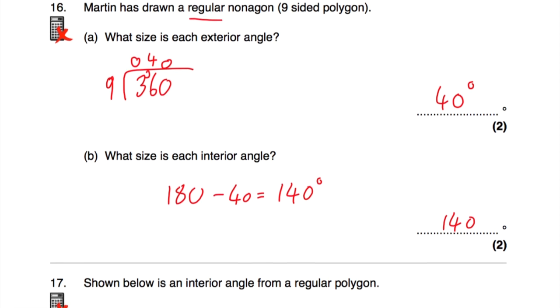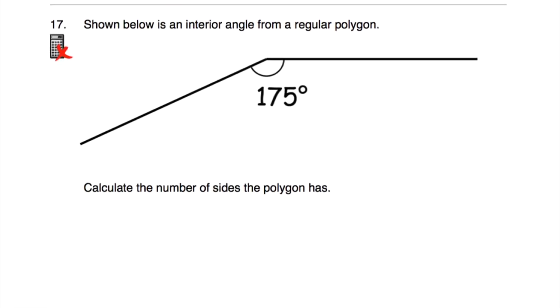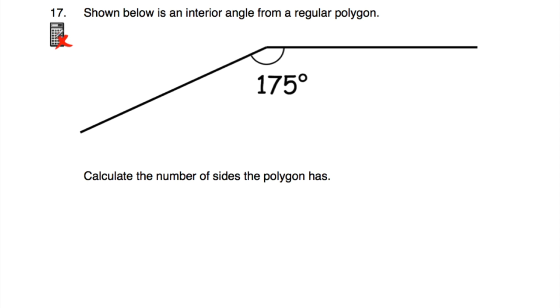Okay, let's have a look at our next question, question number 17. Now, I really like this question. So we've got, shown below is an interior angle from a regular polygon. So we've got this regular polygon, and this is just one of the angles. So it must be a really big regular polygon. And we've been asked to calculate the number of sides the polygon has. So because it's regular, each of the interior angles is 175 degrees.